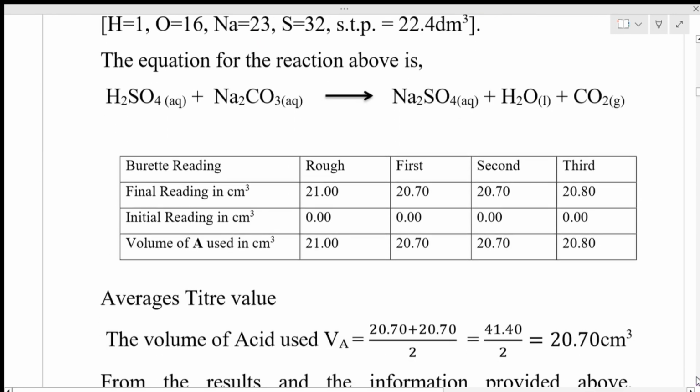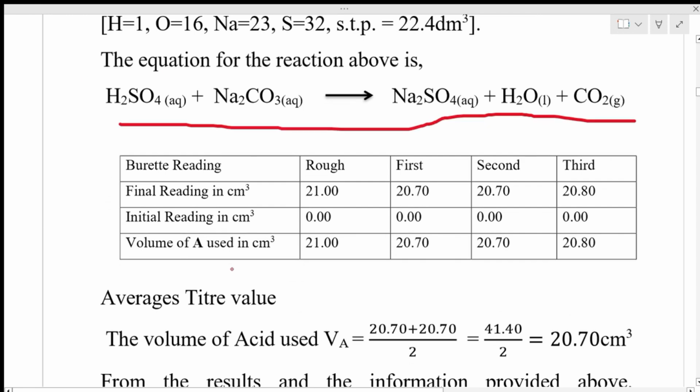So let's now look at the equation of the reaction, which is this. Then we arrive at this table. Now, there are certain things I need to discuss when it comes to the table, because I used to tell my students that the table is supposed to be a free-of-charge 10 marks. Free of charge. 10 marks free of charge.